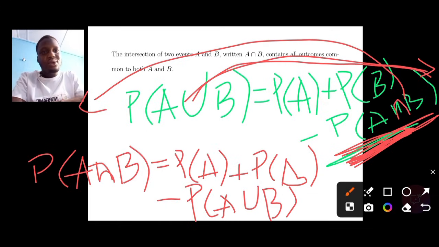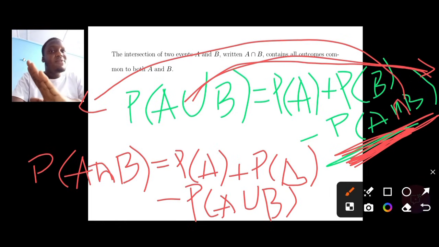Okay, so the two formulas look very identical. If you want the intersection, it's A plus B minus the union. If you want the union, it's A plus B minus the intersection. Okay, that is how it works here.